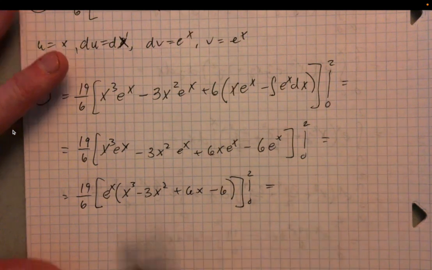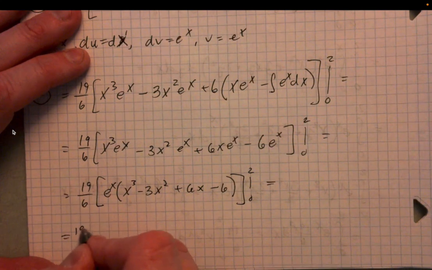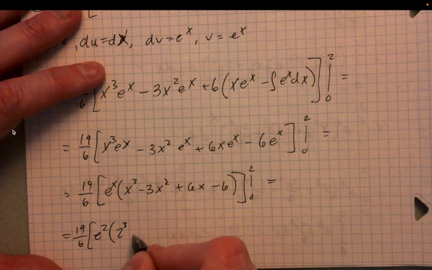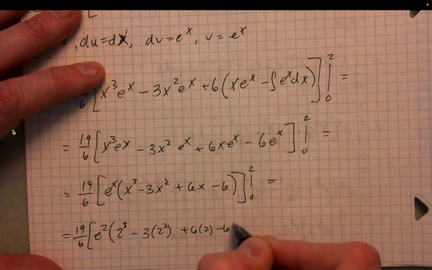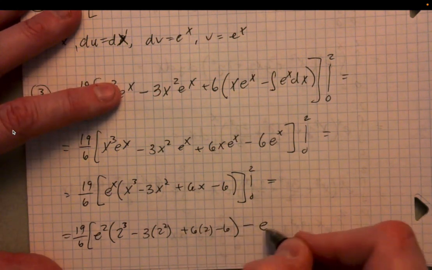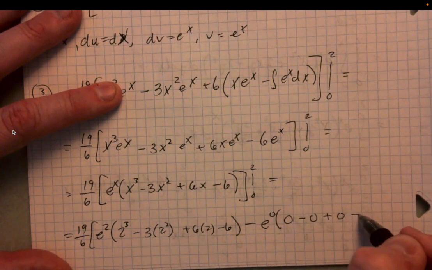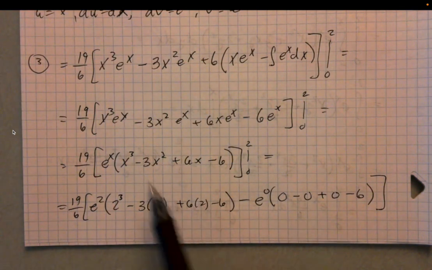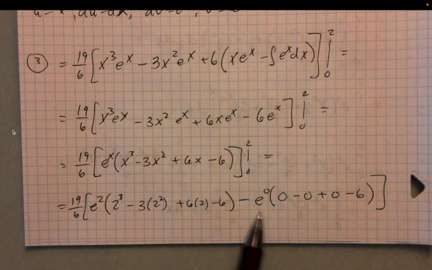Okay. And then finally, we can just plug everything in. So we'll start with the 2. And we have e squared times 2 cubed minus 3 times 2 squared plus 6 times 2 minus 6, minus e to the 0 times 0 minus 0 plus 0 minus 6. Right, so 0, 0, 0, minus 6. E to the 0 is 1 also, so keep that in mind.